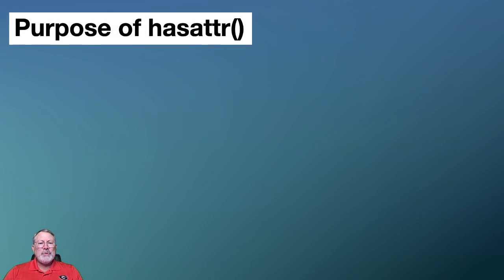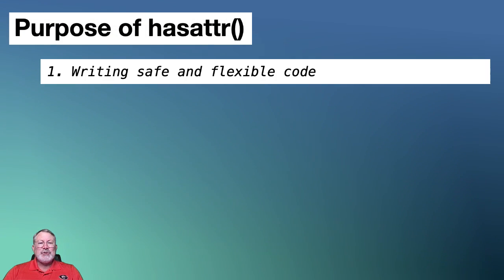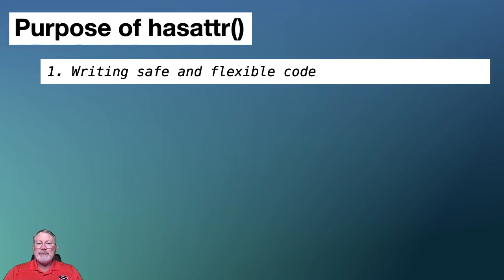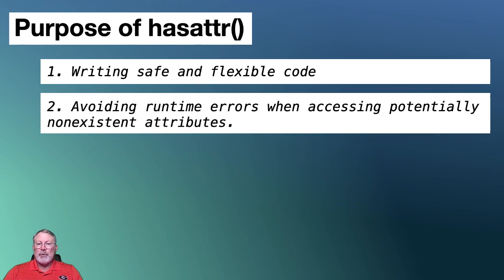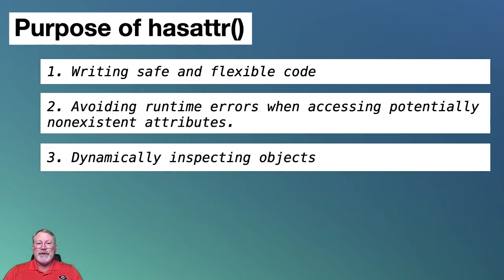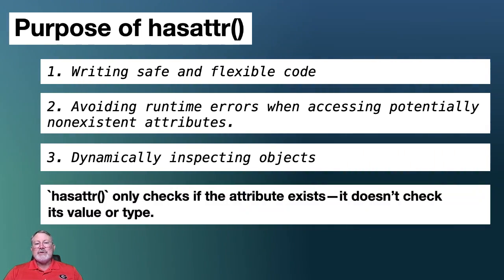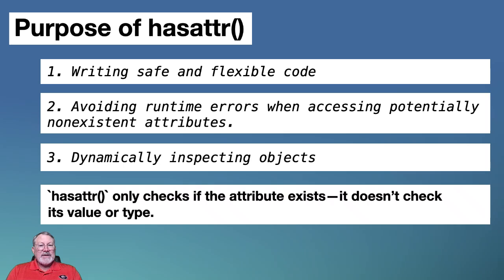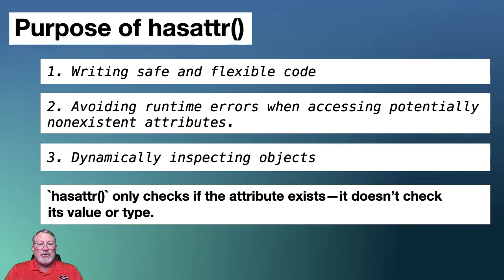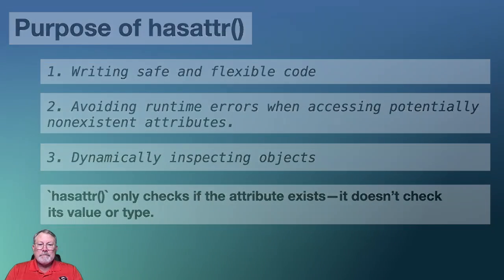So, why use hasattr? Well, it's a great tool for writing safe and flexible code that adapts to different object structures. It's good for avoiding runtime errors when accessing potentially non-existent attributes. And it's good for dynamically inspecting objects, especially in frameworks or plugins. Here's an important concept: hasattr only checks if the attribute exists. It doesn't check its value or type.